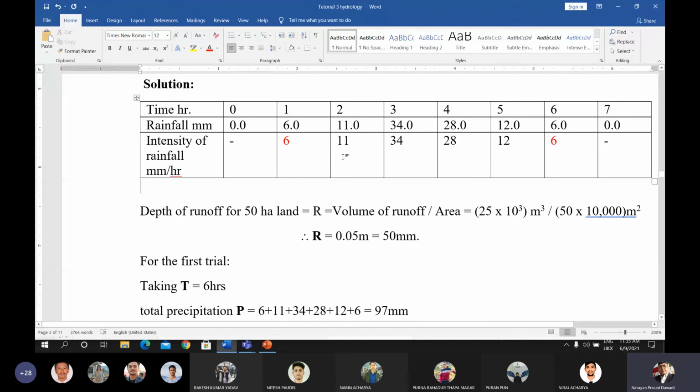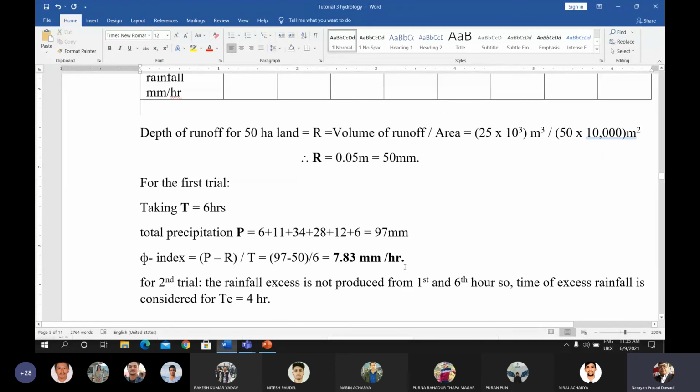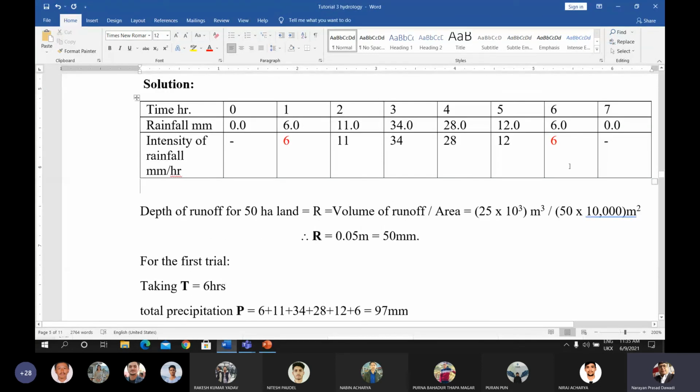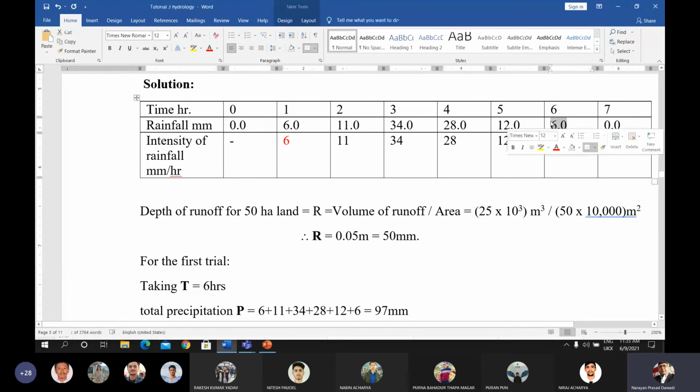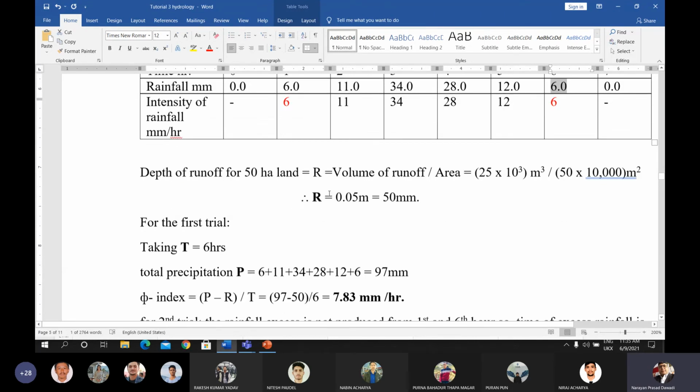Intensity of rainfall for the 2 hour is less than the phi index calculated. So we should not consider the rainfall of this 6 centimeter and the rainfall of this 6 centimeter for calculating the precipitation for the next trial.